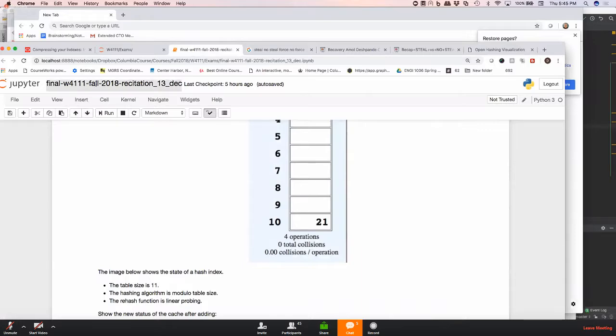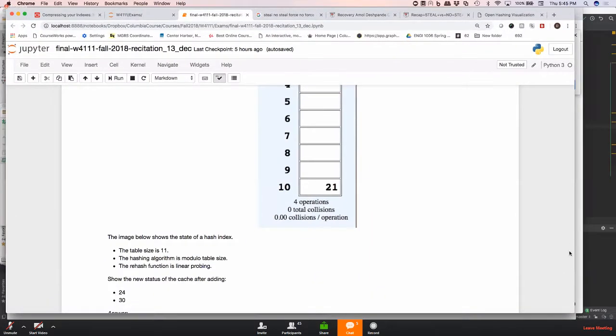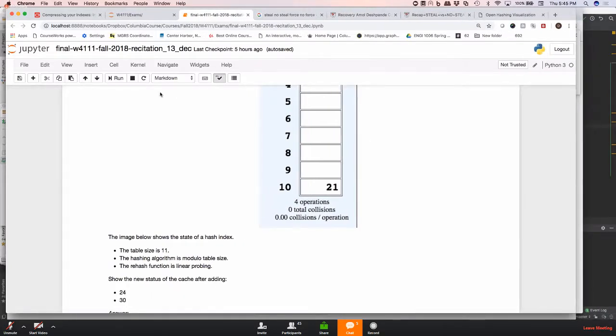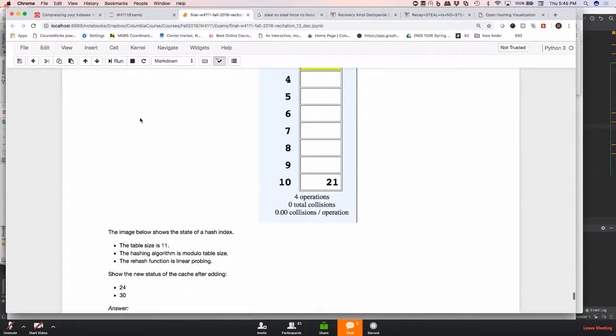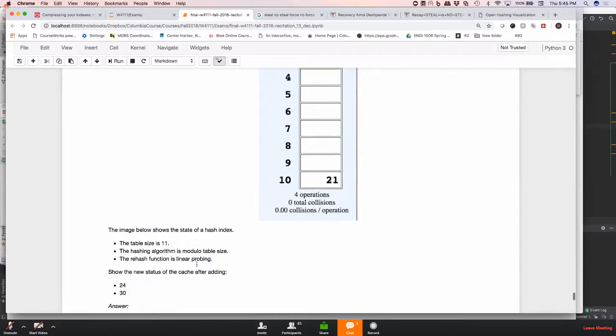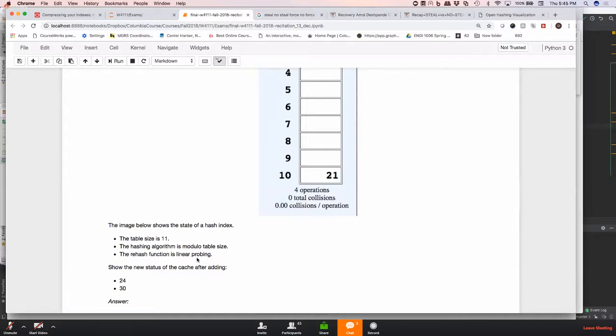There are several things, but the 3 biggest things that determine hashing are the size of the hash table, how big is the hash table, the hashing algorithm, and then the rehash algorithm. And I'll give you an example. Table size is 11.